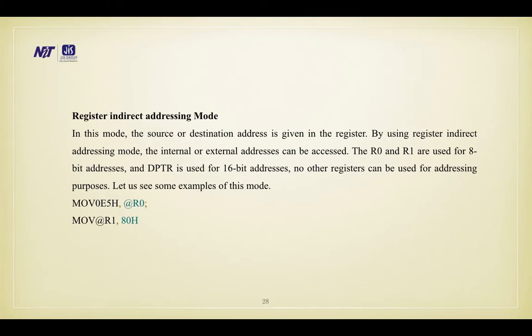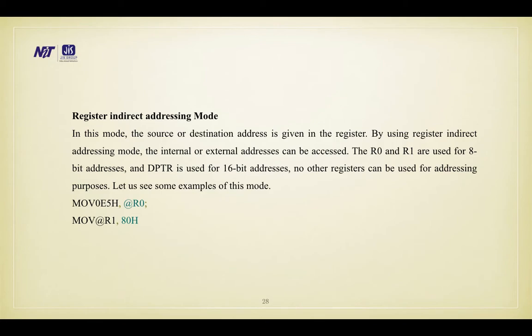Register indirect addressing mode. In this mode, the source or destination address is given in the register by using indirect addressing. The internal or external address can be accessed. R0 and R1 are used for 8-bit addresses and DPTR is used for 16-bit addresses. No other register can be used for addressing purposes.